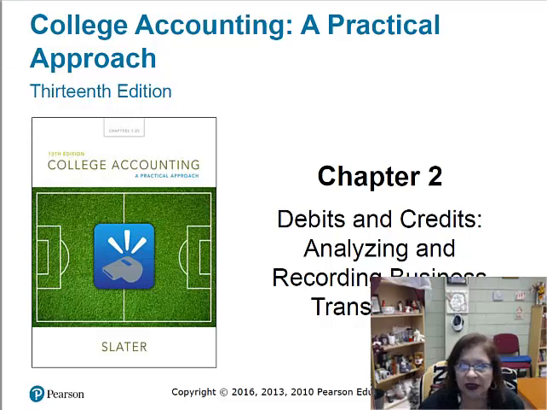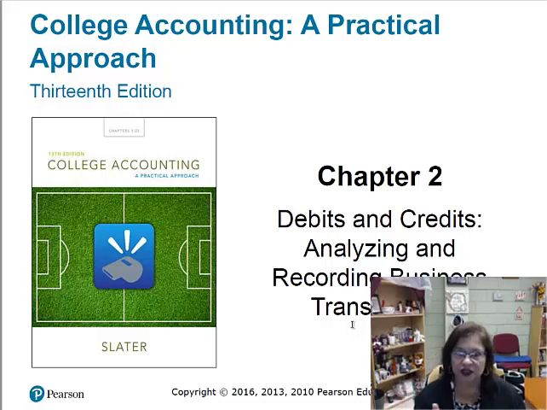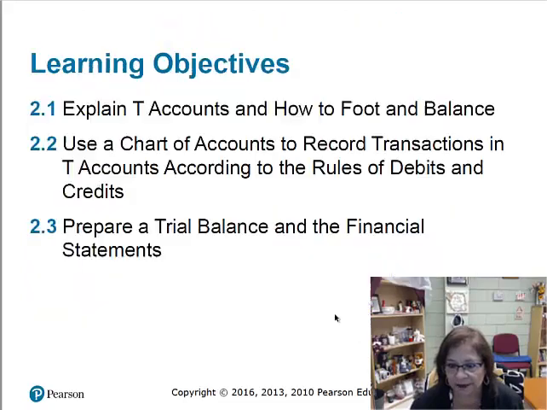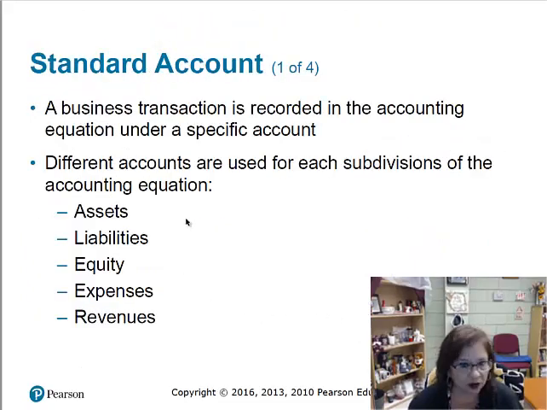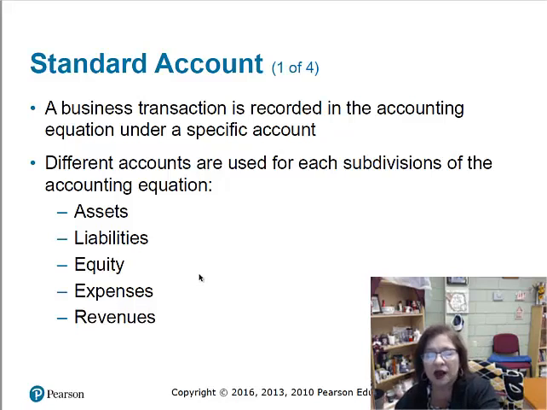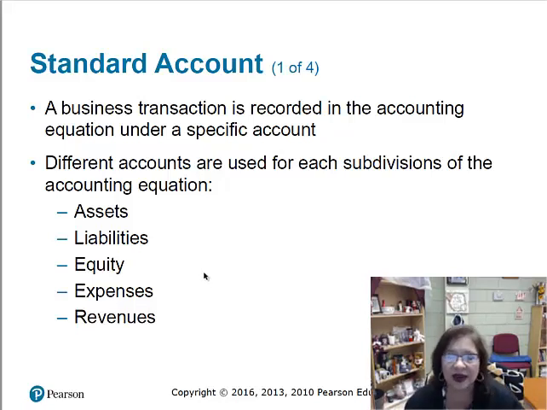Now what we're going to be doing is looking at chapter 2, which is the approach of debits and credits. We're going to go over the transactions from chapter 1 that we did, but now looking at them through the debits and credits and analyzing those business transactions, okay? So we're again going to be looking at the expanded equation of assets equal liability plus owner's equity, withdrawal, revenue, and expenses. We're going to be looking at all of that again, and at how we're going to classify that now as a debit or a credit, okay?